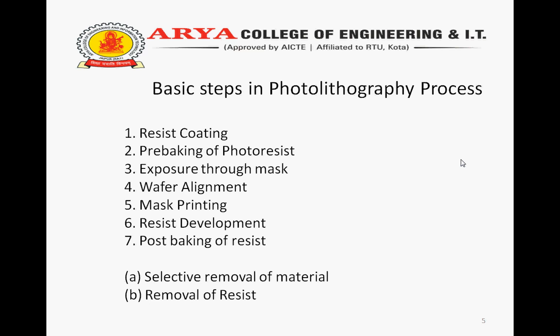Second is pre-baking of photoresist. The photoresist is then hardened by baking in an oven at about 100 degrees centigrade prior to alignment so that it does not run on the buffer substrate.